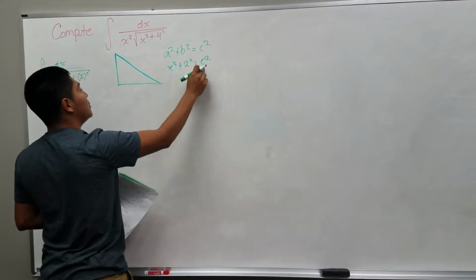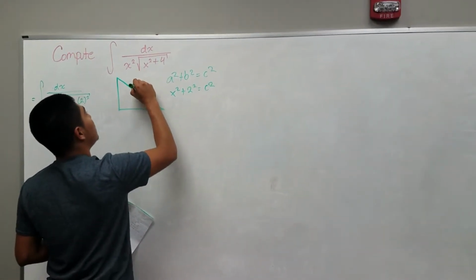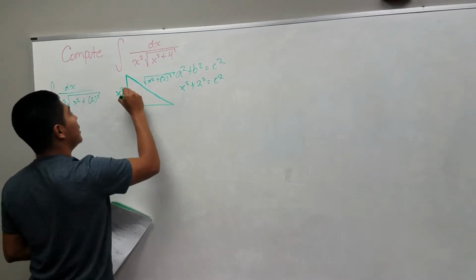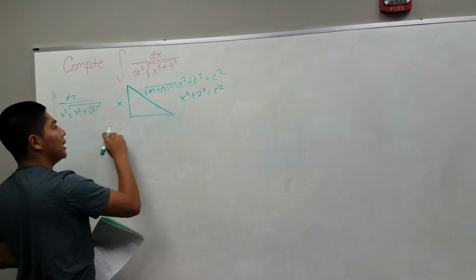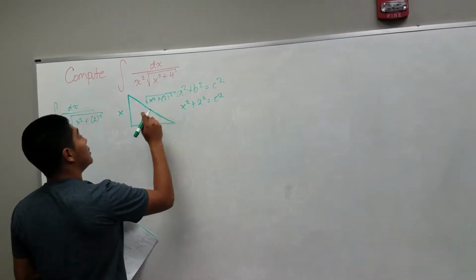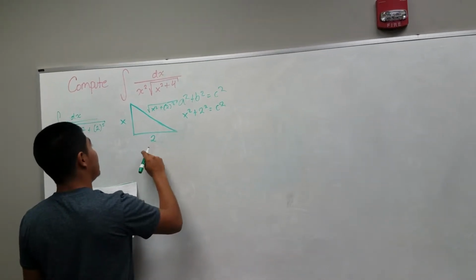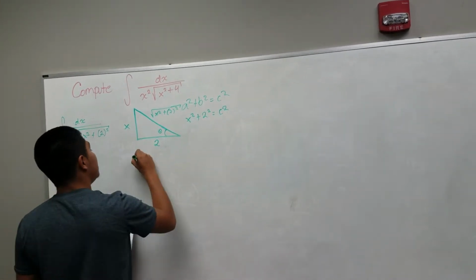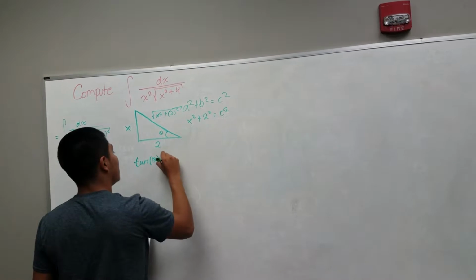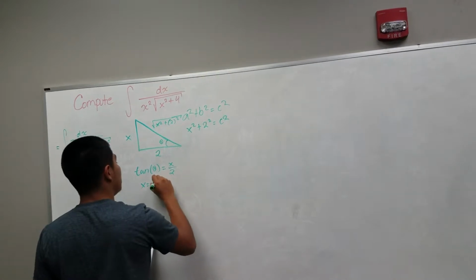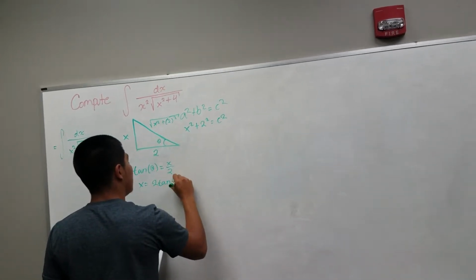So this is our hypotenuse, because c is usually associated with the hypotenuse, which will give us the square root of x squared plus 2 squared right there. Then one of our legs has to be x and the other leg has to be 2. So we could also claim that tangent of theta, which is this angle theta, is going to be x over 2. And then we could solve for x, which will give us x is equal to 2 times tangent of theta.